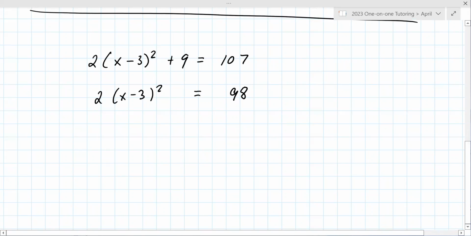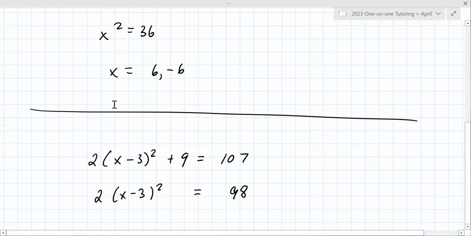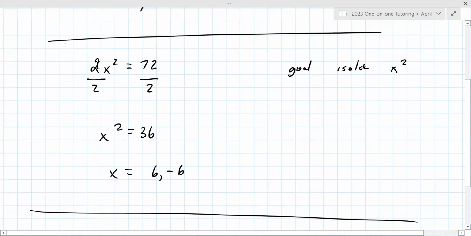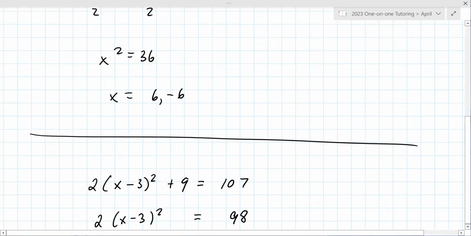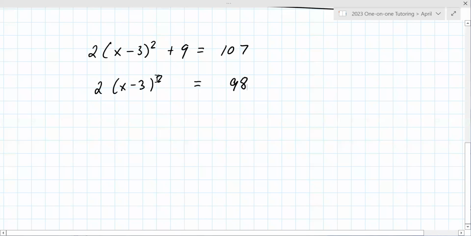I think you distribute, right? The 2 into the x and 2 into -3. So this square. Oh, I know, wait, no, I don't know. It's kind of like the last problem. What did you do to? You divide. The difference here is there's stuff in parentheses. You can't get to it until you undo the square. So you're going to divide both sides by 2. So this is x minus 3 squared equals 49.